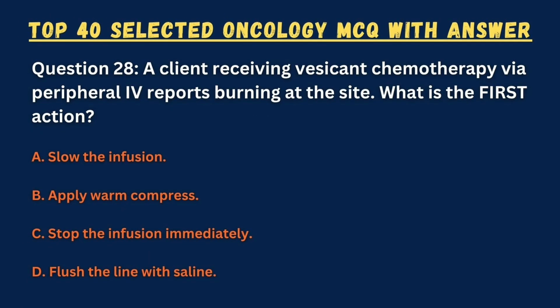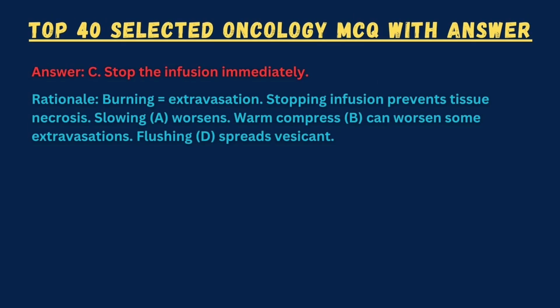Question 28. A client receiving vesicant chemotherapy via peripheral IV reports burning at the site. What is the first action? A. Slow the infusion. B. Apply warm compress. C. Stop the infusion immediately. D. Flush the line with saline. Answer: C. Stop the infusion immediately.